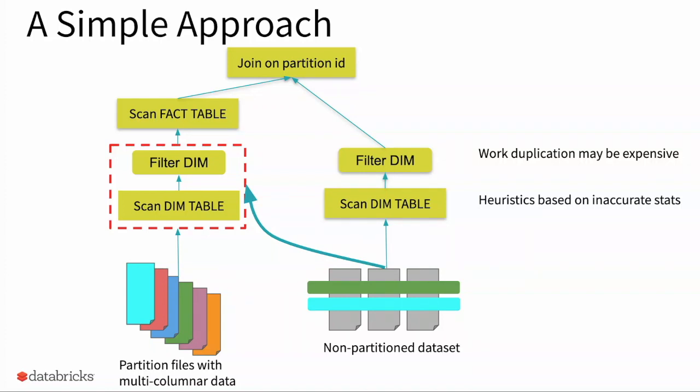Is it worth saying you do the pruning just to get the size of the data to less than 10 megabytes, so that you can broadcast the joins?